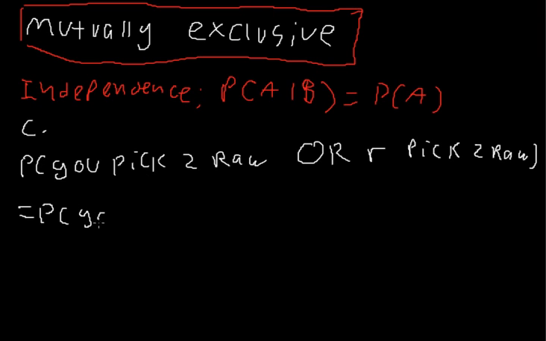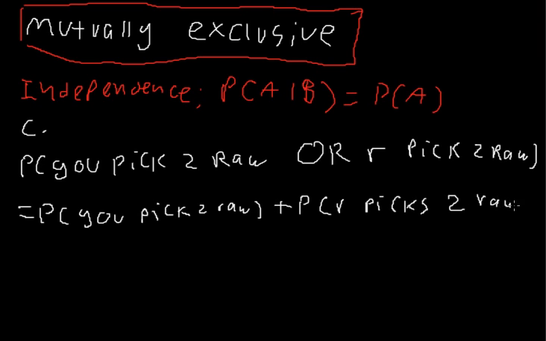You pick 2 raw plus probability that your roommate picks 2 raw. Now in the solutions key they say, well, this guy is the same as this guy. Yes, that's true. But I'm going to do it a different way. But I'll explain why it's true first.